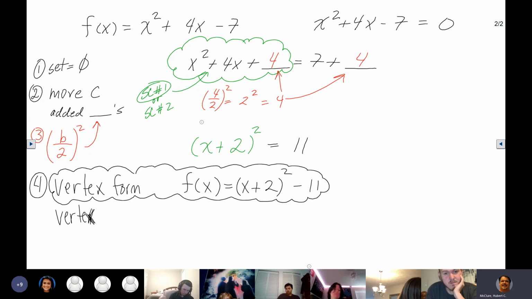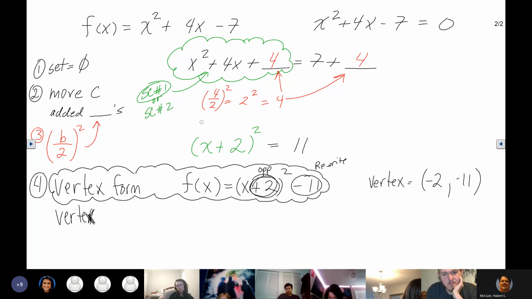In vertex form, you take the opposite of this guy, and you rewrite this guy to get your vertex. So your vertex is equal to -2, comma, -11. This is your horizontal what? Your horizontal shift. And this is your what? Your vertical shift. Remember? Remember from chapter 2? Yes. Vertical and horizontal shift. There it is.